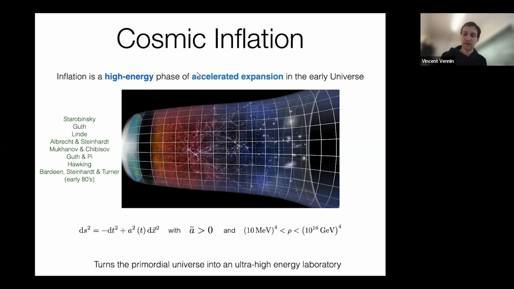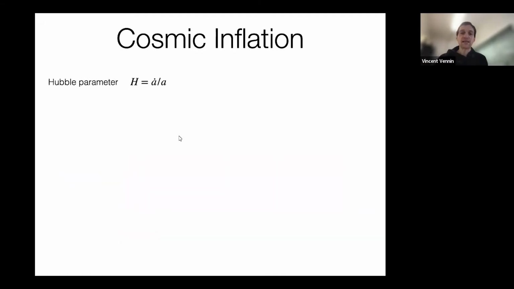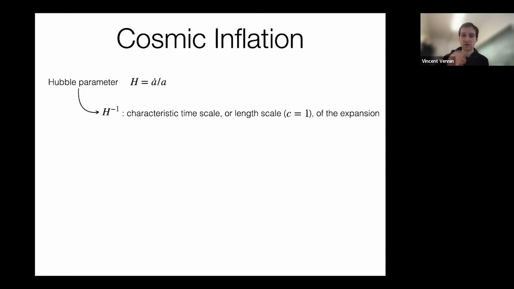also be applied in different contexts. But inflation is a phase of accelerated expansion that took place at very early time in the universe. So it's an epoch during which the scale factor is not only growing, but it's accelerating. And during this phase, there is one parameter, which we call the Hubble parameter, A dot over A, which characterizes the expansion, which is the rate of the expansion. So it characterizes the curvature of space-time.